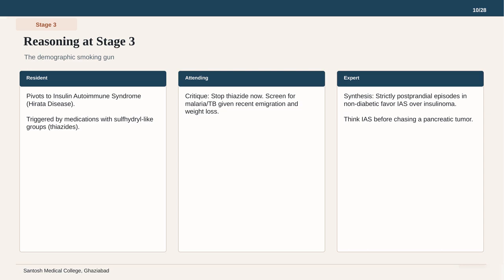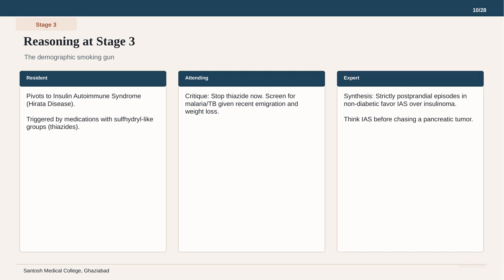So, the attending in the middle agrees to stop the thiazide but adds a practical layer, advising a screen for malaria or tuberculosis, given her recent emigration and unexplained weight loss. The expert on the right synthesizes this perfectly. They emphasize that strictly postprandial episodes in a non-diabetic patient strongly favor insulin autoimmune syndrome over an insulinoma. They advise considering this syndrome before aggressively hunting for a pancreatic tumor.